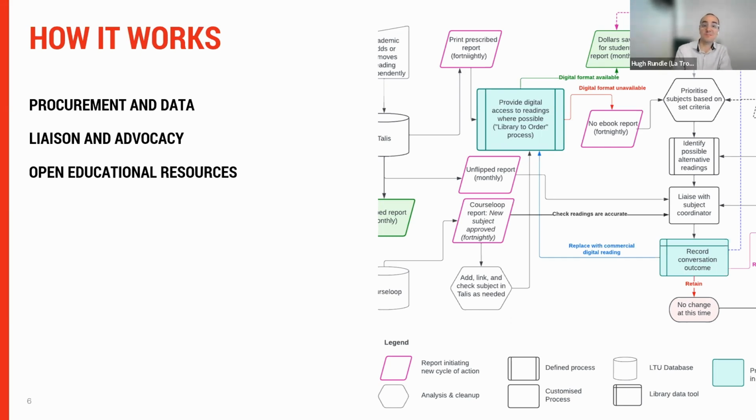But roughly speaking, our work falls into three connected and overlapping realms. I think about this as procurement and data, liaison and advocacy, and open education. And you can see on the screen a small part of a very complex workflow diagram I made to help us think about how the multiple teams and individuals needed to work together to achieve what maybe sounds like three very simple goals, but it's pretty complicated to actually make it happen in the real world. So I'll run you through, not the very complicated diagram, but basically how it all works.